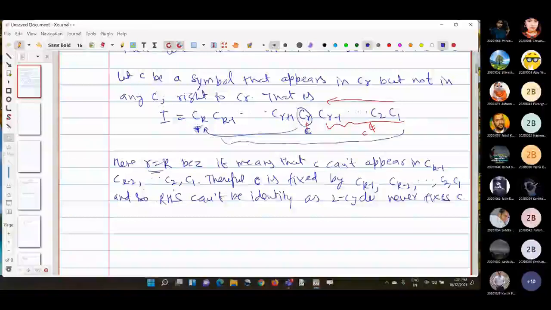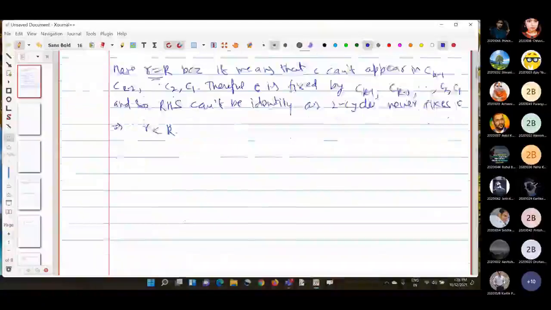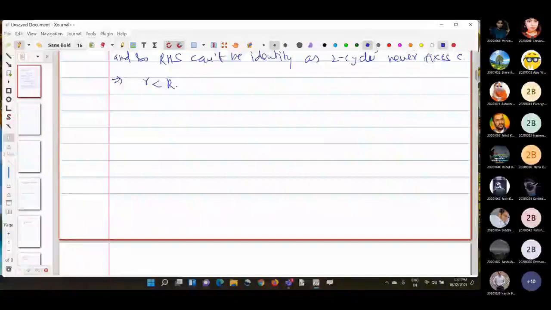Fine. So this would imply that this r, if I say the index is increasing 1, 2, 3, 4, 5, so r should be less than k. Okay, so now we discarded one possibility, that cr cannot be equals to ck. That means to say that r cannot be equals to k.